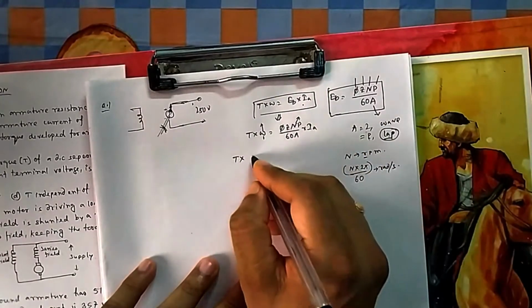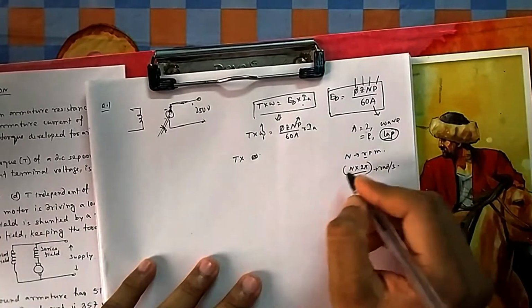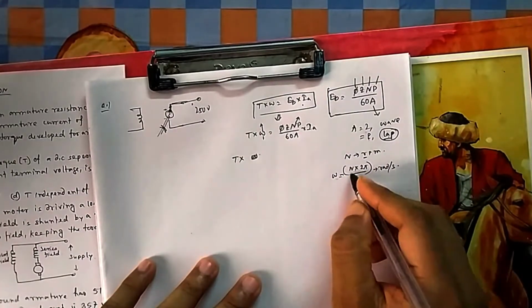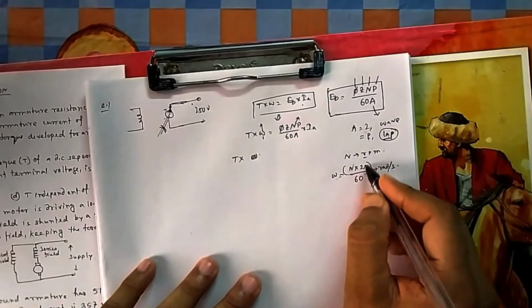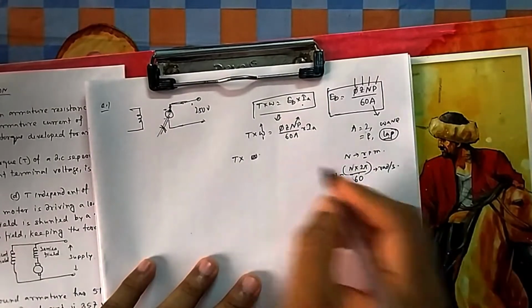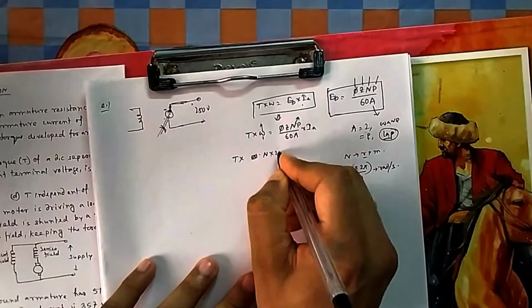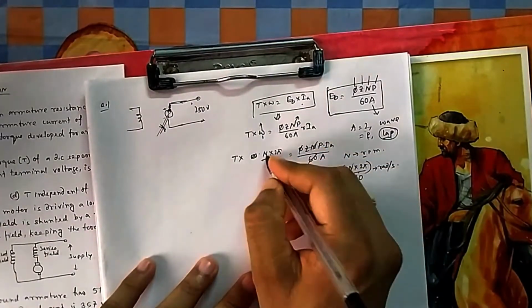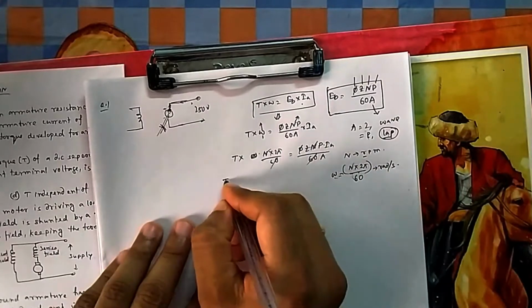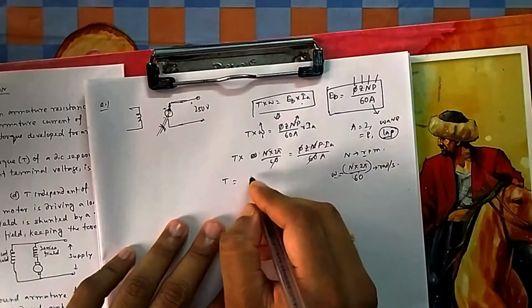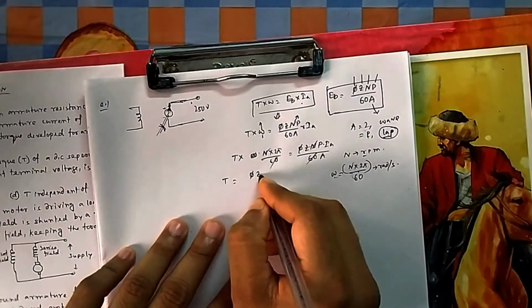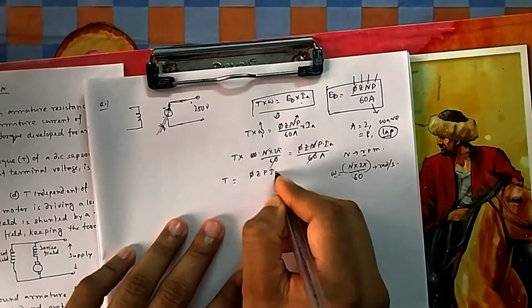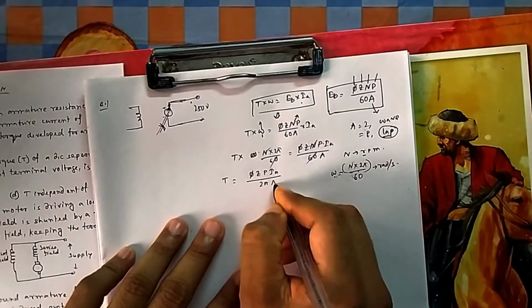So in place of omega, the relation between N, you can multiply all these things, it will become omega. So in place of omega, if you put this and you cancel out everything from both sides, the 60 and then you will finally land up somewhere here. Torque is equal to phi Z P IA by 2 pi into A.